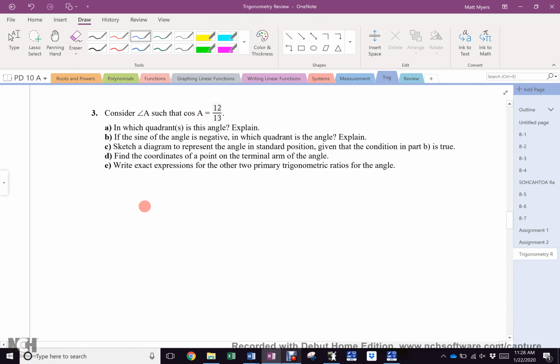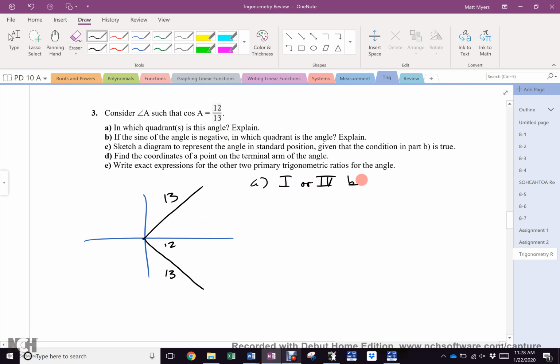Consider an angle where cos is positive. Where must it be? It must be there at 12 and 13, or there at 12 and 13. So A, it is in quadrant 1 or quadrant 4, because cos is positive. B, if the sine is negative, it must be in quadrant 4, because sine is positive in quadrant 1.